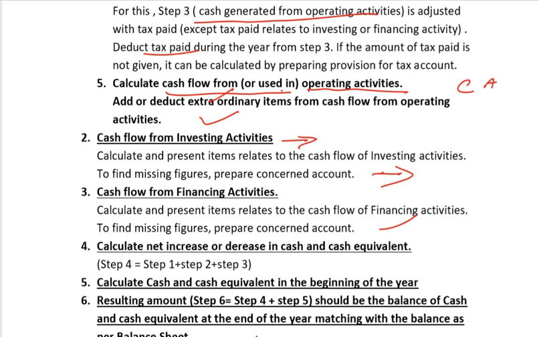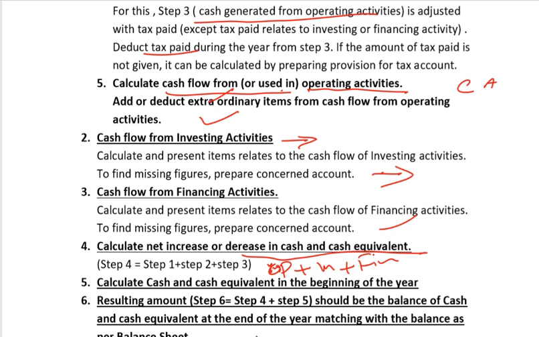Afterwards, what to do? We have the three flows, and then we calculate the net increase or decrease in cash and cash equivalents. Add the operating activity total, investing activity total, and financing activity total. Generally the investment item is negative and other items positive, but that is not compulsory. Based on the business it may come negative or positive, and we can take a decision.